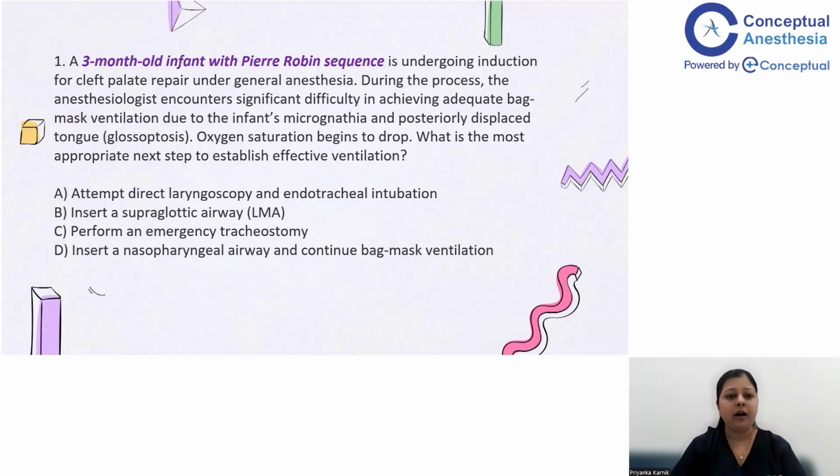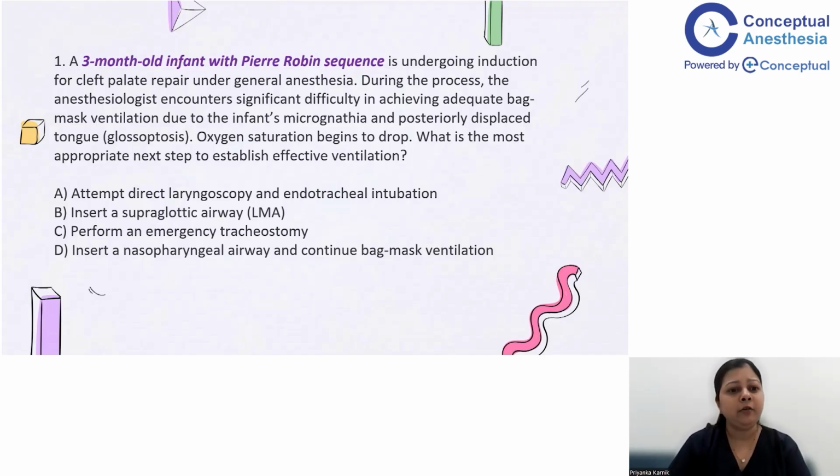Now let us look at the other options. So how can we rule them out? Now first option is to attempt direct laryngoscopy and endotracheal intubation. As we all know, this is easier said than done because it is Pierre-Robin sequence. It consists of micrognathia, retrognathia, glossoptosis, and sometimes even cleft palate. So it is going to be a very difficult intubation, and hence to attempt direct laryngoscopy and endotracheal intubation would just be wasting time and letting the saturation drop further.